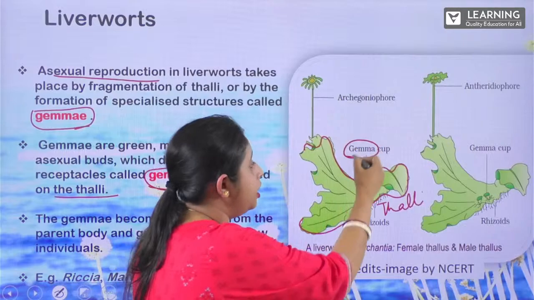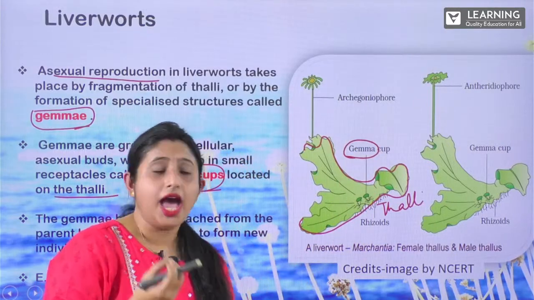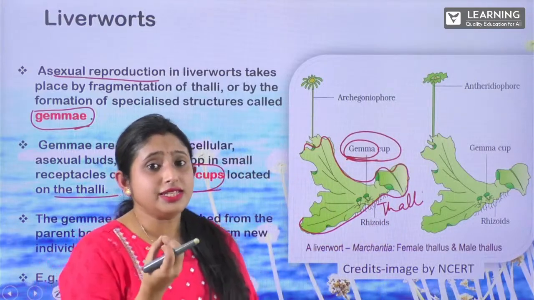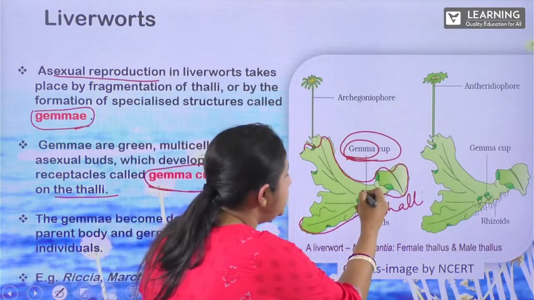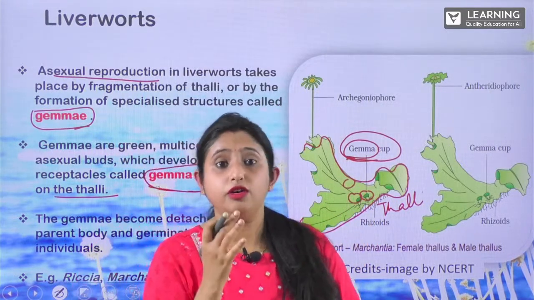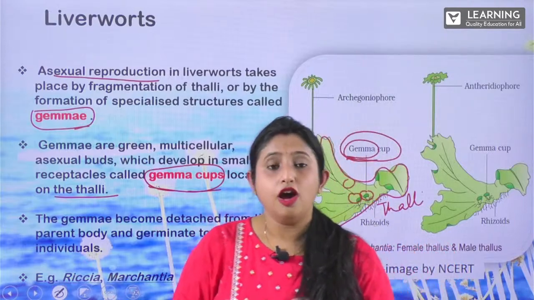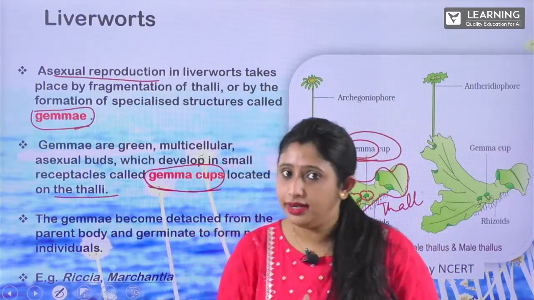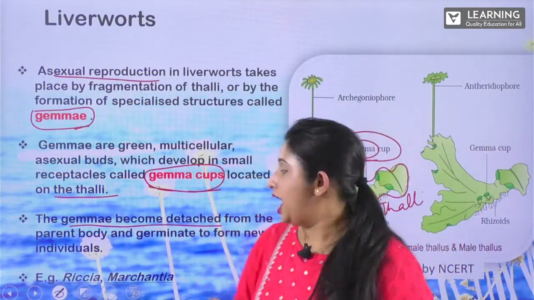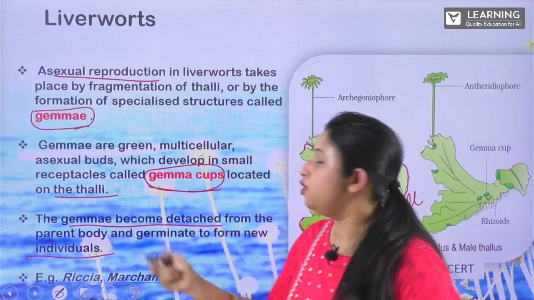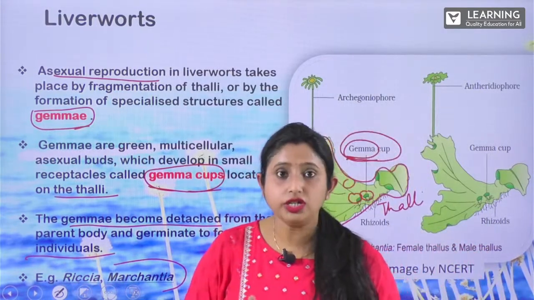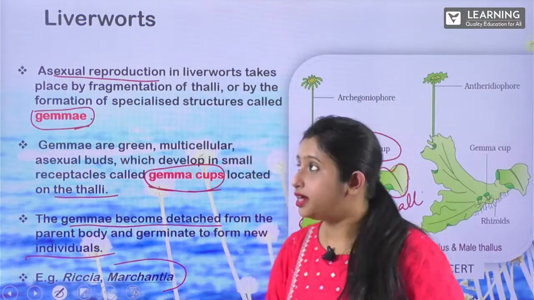So the gemma reproduces asexually and forms these gemma cups. Slowly the gemma detaches from here and forms new daughter cells. From that, a new plant comes out. So the gemma becomes detached, as I have already said, and germinates to form new individuals. An example is Marchantia. Understood how they reproduce? Clear?